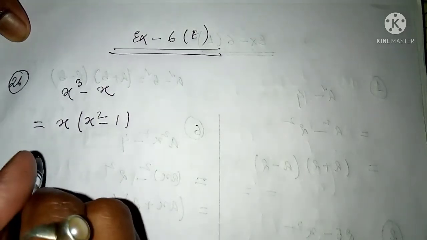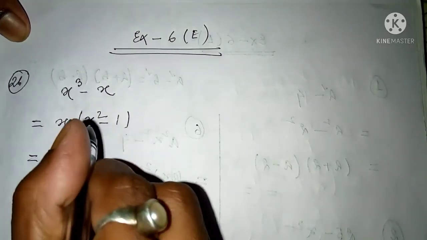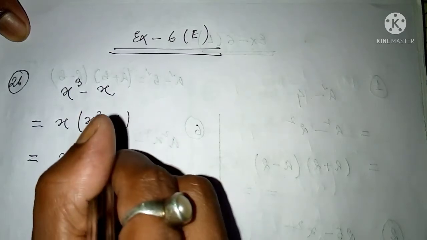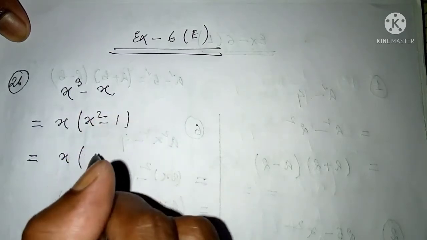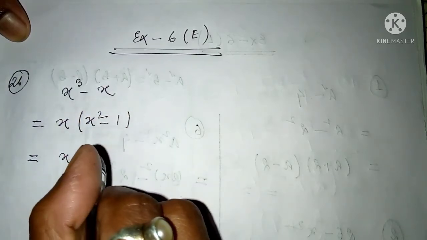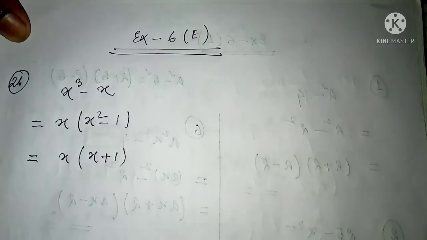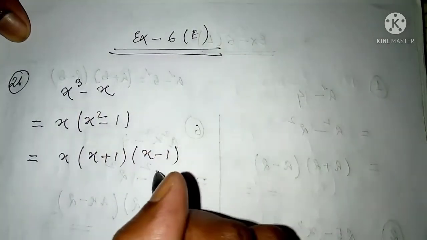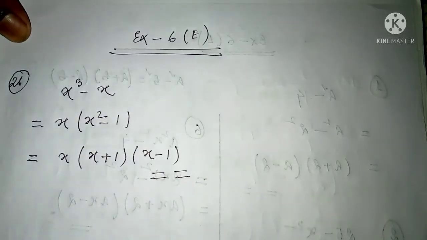Okay, then you can see here, this is your x. Now x square minus 1, 1 or 1 square, it is the same thing. So can I consider 1 as a 1 square? Then this will be a square minus b square, x square minus 1 square. Then write first term plus second term, then first term minus second term. Okay, so this is how we can solve. So this is our answer to the 26th number question.